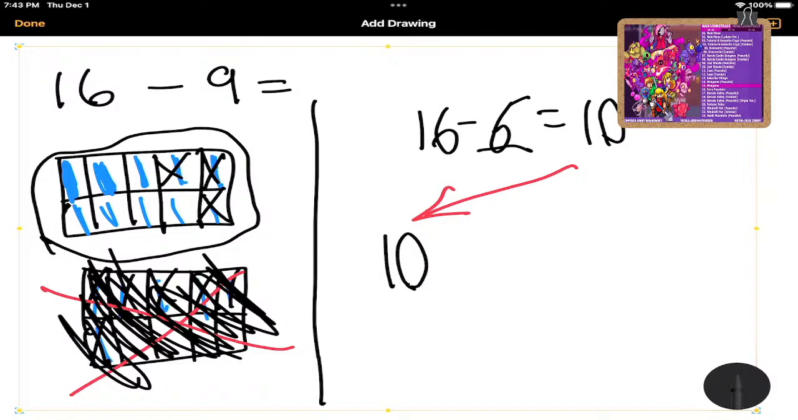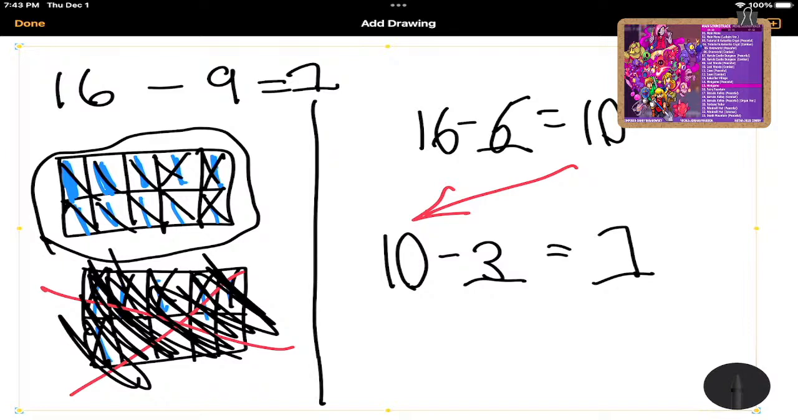Alright, keep it going. So 10 minus blank equals blank. Okay, so what is it? So it is 10 minus 3 equals 1, 2, 3, 4, 5, 6, 7. 7. So what's the answer? 7. Alright, how do we check our work? By putting 16 in my head minus 9.